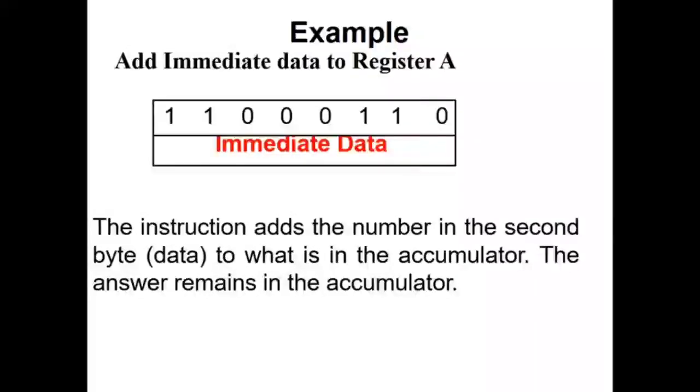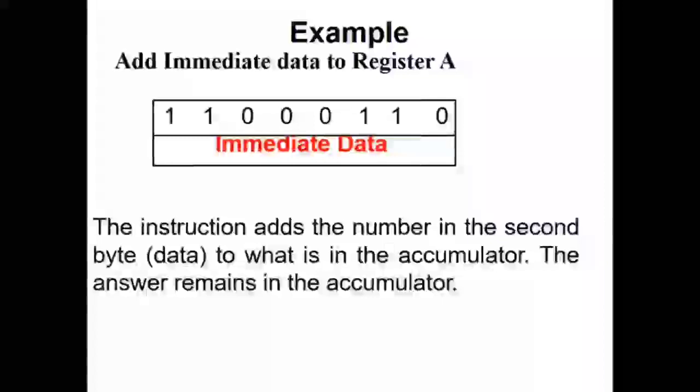Now, this instruction we are talking about is adding immediate data to the accumulator, because we have immediate data, which is a 5. But we are required to add it to register D. The format says register A. So the first step is to move D to A. We move D to A.